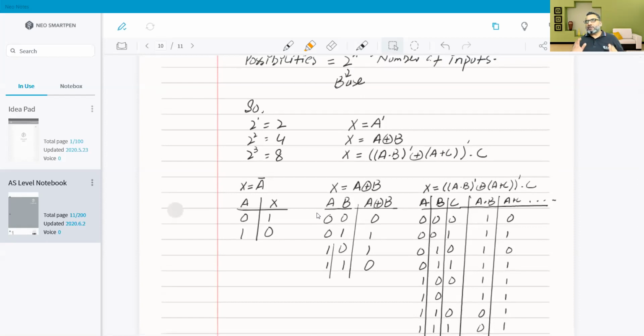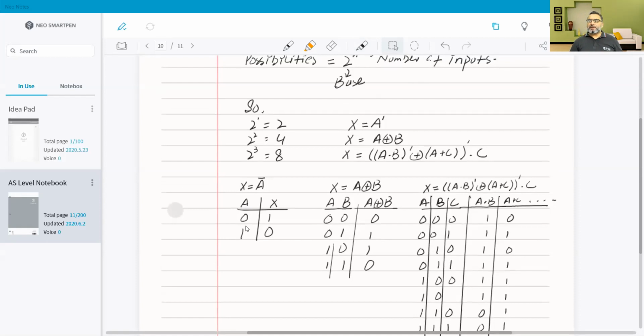Every truth table has got 3 parts. Number 1, input part. Number 2, working part. And number 3 is the output part. So the input part would be comprised of all the variables in it. This equation has got one variable, so this is the input part, which only shows one variable A.